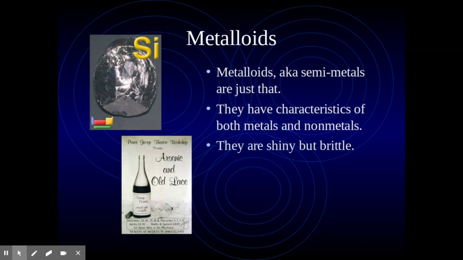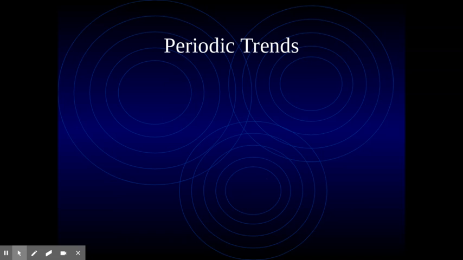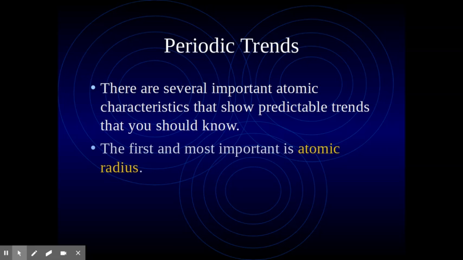Metalloids or semi-metals are those ones that ride the little staircase there we talked about. They can act like both. They can be shiny but brittle. They might, under some circumstances, act like a metal, others act like a nonmetal. So the semiconductors are one of the most important ones of those we use in computers and technology. So let's look at trends today.